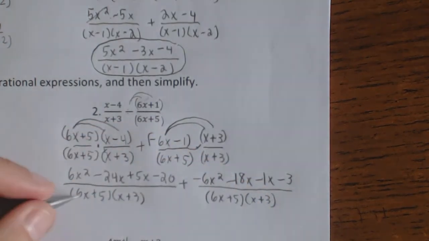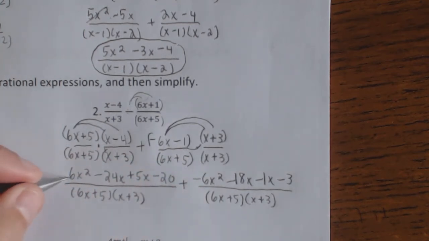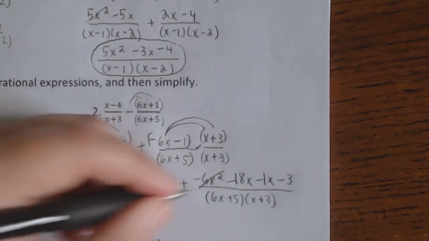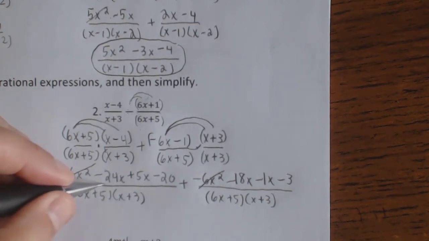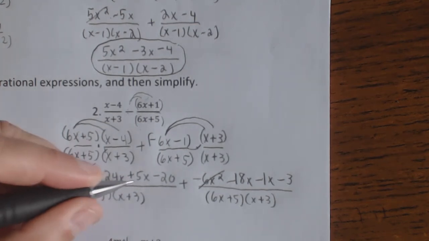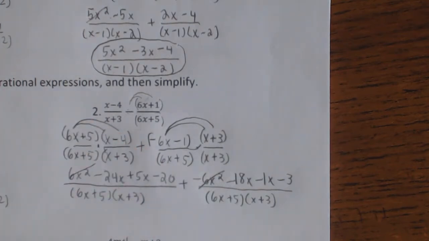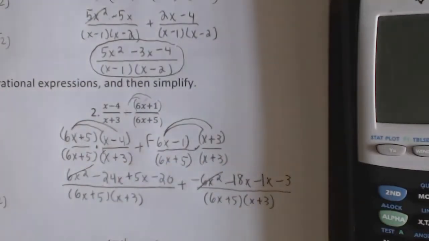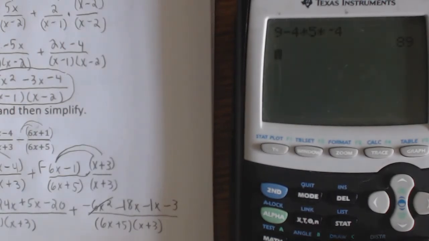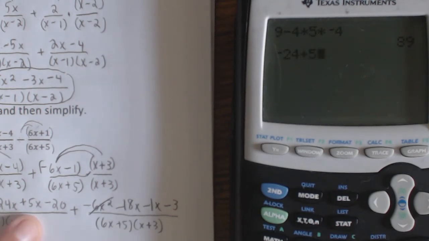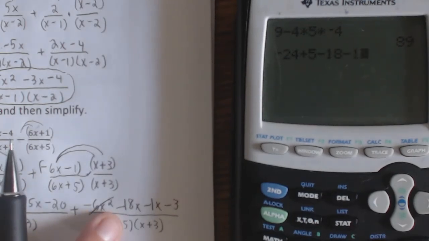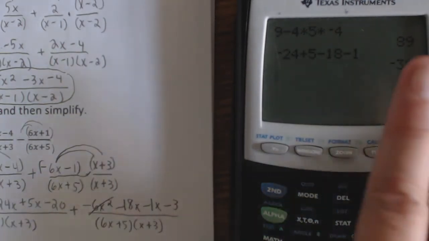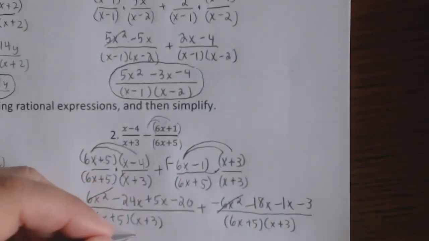So now I need to add like terms since we have common denominators. 6x squared plus a negative 6x squared cancels. Negative 24x plus 5, that's negative 19, minus 18x minus 1x. I might use my calculator here so I don't make an error. Okay, so we have negative 24x plus 5x minus 18x minus 1x. And that gives me a negative 38x.